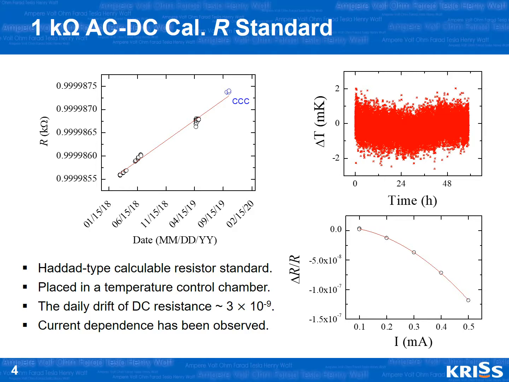Its value is calibrated frequently by the direct current comparator, the DCC, and the CCC bridge. The results in the top left picture show a daily drift of about 3 times 10 to the minus 9 per day. It's also noticed, in the graph on the bottom right, that the resistance value has a current dependence.